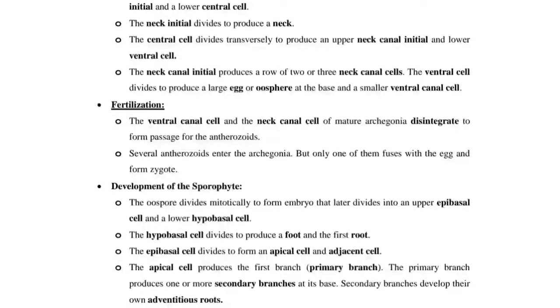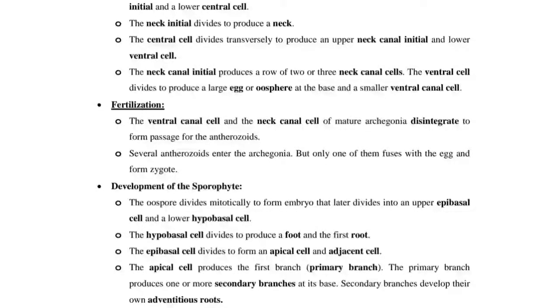Fertilization. The ventral canal cell and the neck canal cells of mature archegonia disintegrate to form a passage for the antherozoids. Several antherozoids enter the archegonia. But only one of them fuses with the egg and forms zygote. Development of the sporophyte. The oospore divides mitotically to form embryo that later divides into an upper epibasal cell and a lower hypobasal cell. The hypobasal cell divides to produce a foot and the first root.